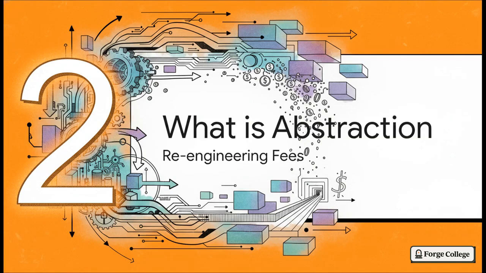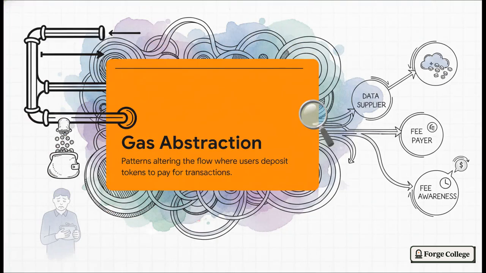Moving on to section 2. What is gas abstraction? So in the simplest terms possible, gas abstraction is basically a collection of engineering patterns that hack the default flow. Instead of forcing the end user to deposit native tokens and pay out of pocket for every single little click, abstraction lets us shift three major levers: who supplies the transaction data, who actually pays the fee at submission, and when you, the user, even have to think about it.